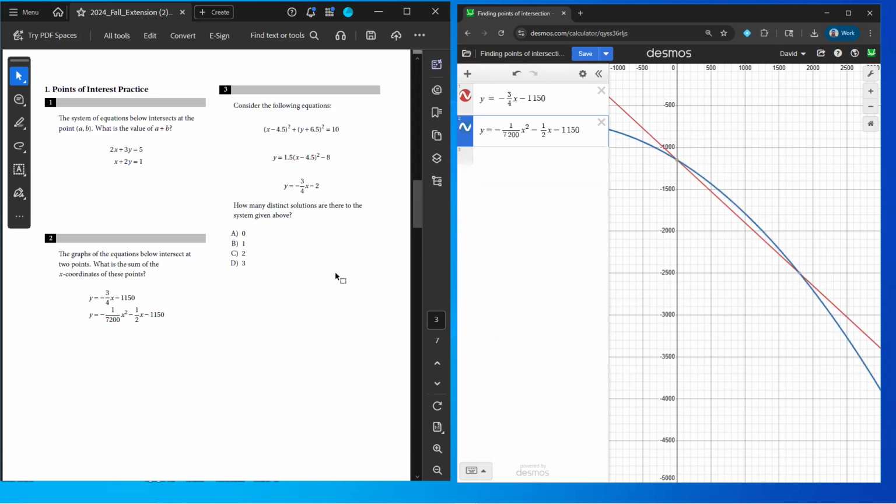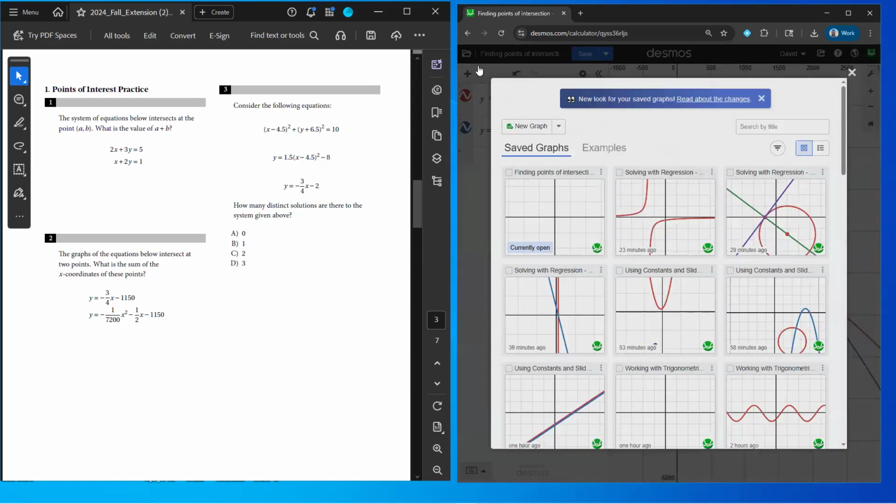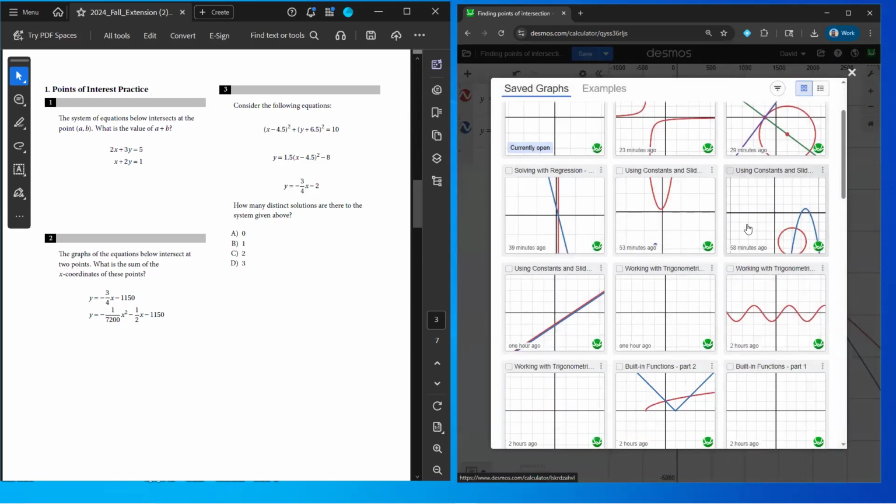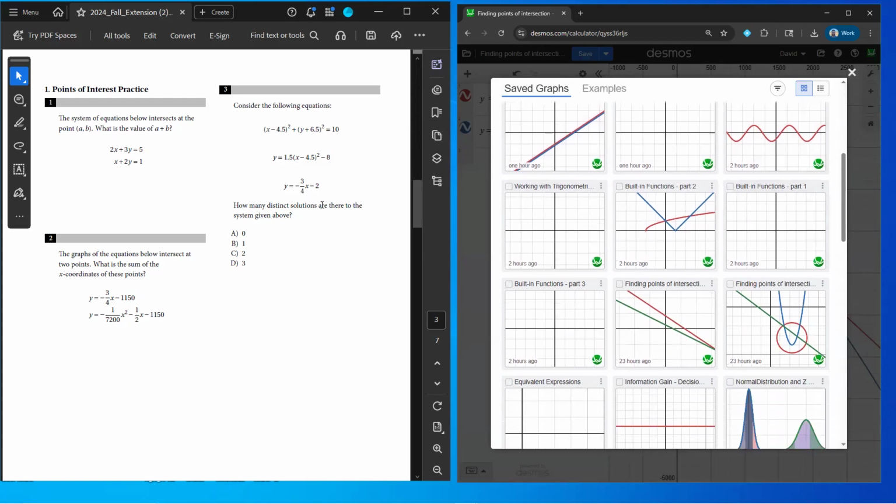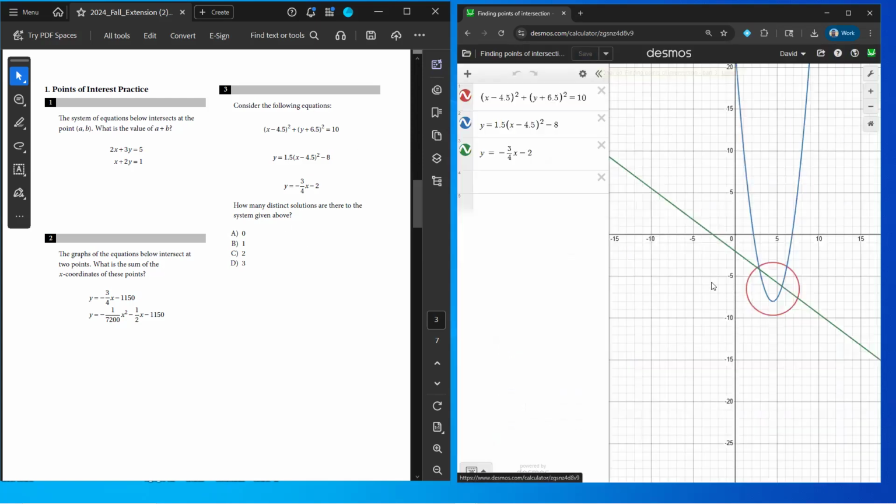Let's go on to the third equation for points of interest practice. For number 3, we have, consider 3 different equations. I know the first one is a circle because it has the form x squared plus y squared is equal to a number. The second one looks like a parabola in vertex form, and the third one looks like a line. So we're going to type them in, and then we're going to look for the distinct solutions.